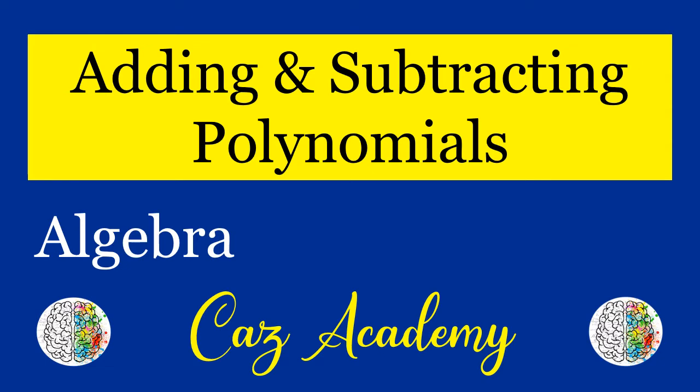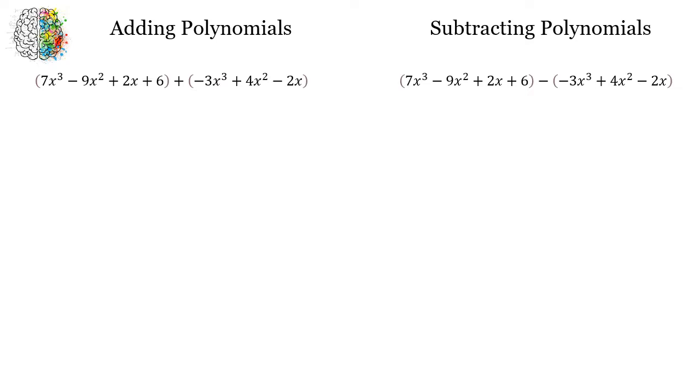Today we will be covering how to add and subtract polynomials. To add or subtract polynomials, we simply need to line the variables up by like terms and then add or subtract the coefficients. You'll notice that on these two problems, the only thing different is the sign. So we're going to do one with addition and one with subtraction.